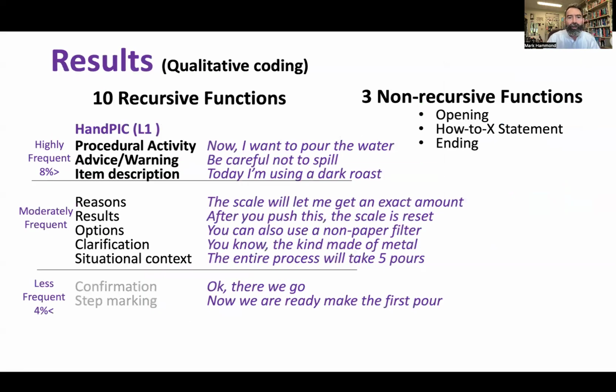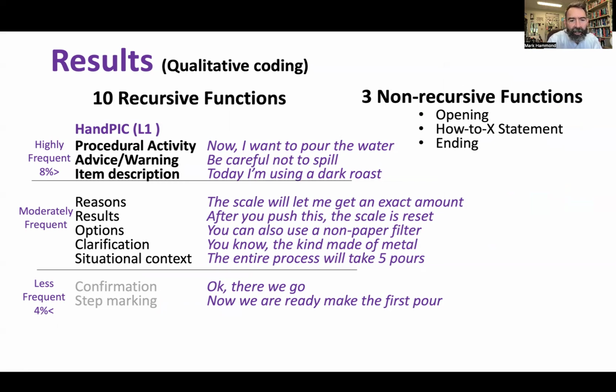My results for qualitative coding, I identified 10 recursive functions, meaning that these happened numerous places all throughout the transcript. The top 3 is procedural activity, actually telling about the steps, giving advice and warning, and talking about the things you need to accomplish the task.